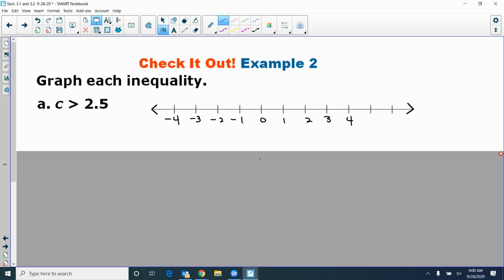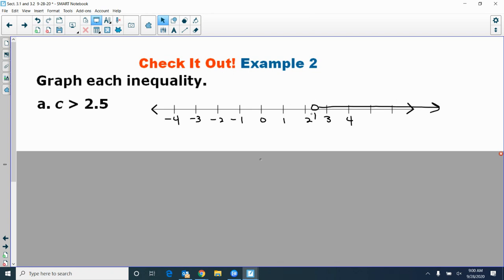Since C is greater than 2.5, I can estimate there. Sometimes people put it above the line or right on it, it just depends, and I don't care either way, but put a hollow dot there. And in which way do we shade? We shade to the right or to the left? To the right. I want all the numbers bigger than 2.5, which would be 3, 4, 5, 6. So you want to do that.